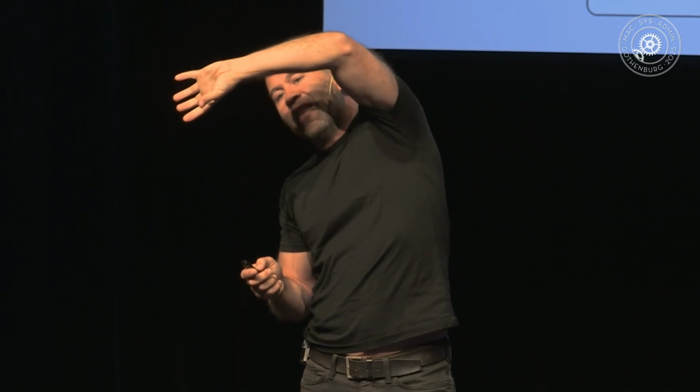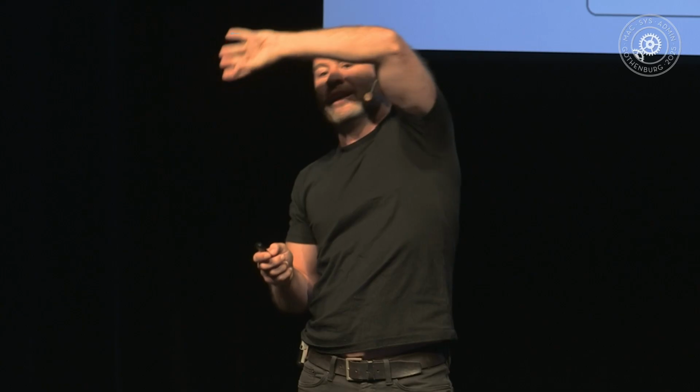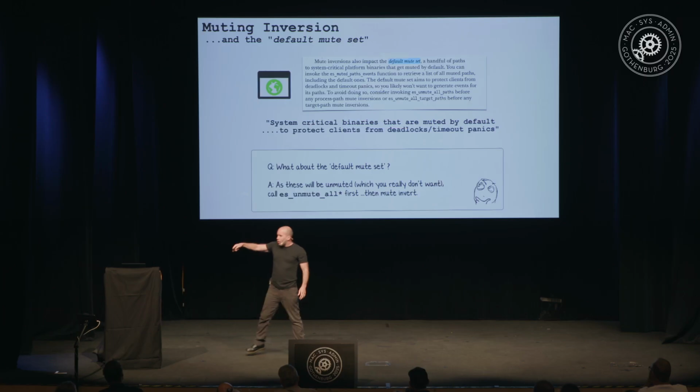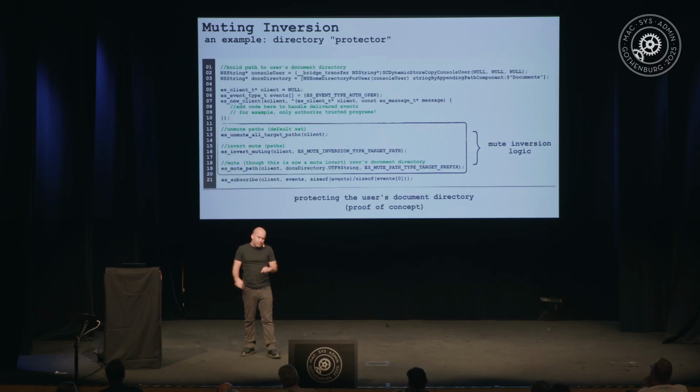So what Apple says you should do is call ES unmute all first. That will temporarily unmute the default mute set. And then as soon as you call mute inversion, it will re-mute it again. TLDR, the default mute set will almost stay fully muted, which is what Apple recommends. Again, nuances. So let's look now at some code.